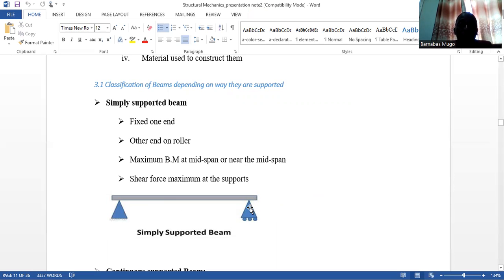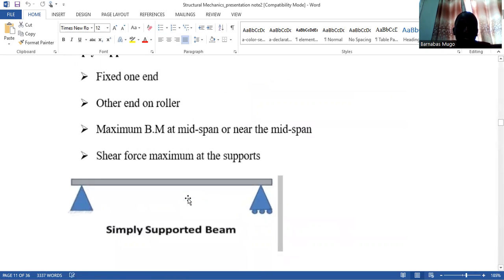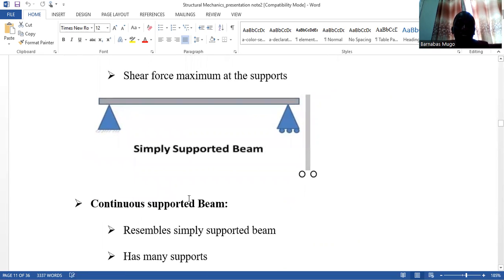So the maximum bending moment is going to occur at the midspan, and the maximum shearing force occurs at the end points of the support. So if you have this kind of beam, it is called a simply supported beam. It is supported at its edges, and you have the maximum bending moment occurring at the center and the maximum shear force occurring at the point of support.